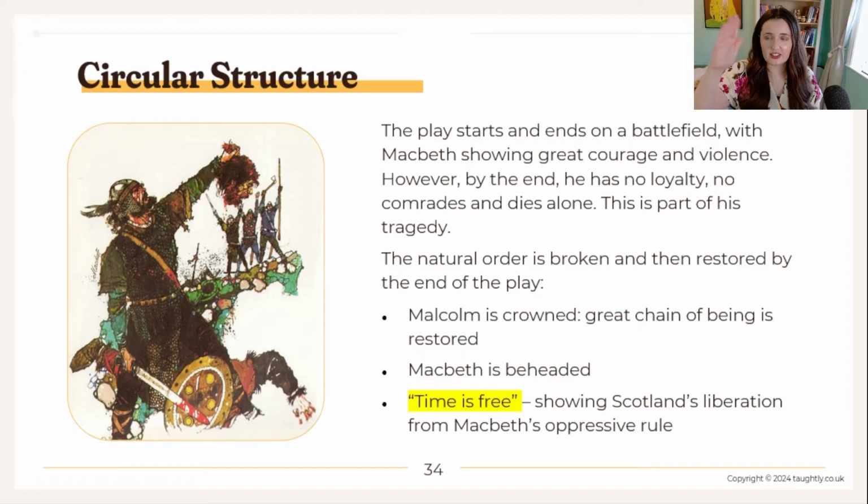So we start and end in a similar way, but within that, Macbeth has lost all of his status and respect. This could be to show that the natural order is broken within the play, but then restored. So, coming whole, natural order restored. At the end, Malcolm is crowned and the great chain of being is restored. Macbeth is beheaded and time is free. So this shows that Scotland has now been liberated from Macbeth's oppressive rule.